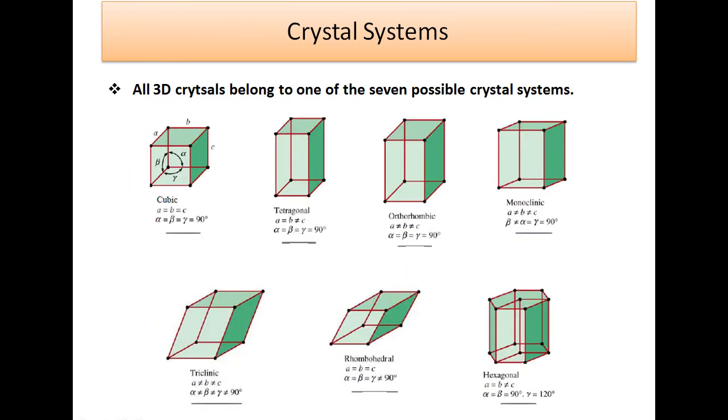This is shown in the figure, how these are different in shape. Their external geometries are different on the basis of the various edge lengths and the angles between the cell edges. So all 3D crystals will belong to one of the 7 possible crystal systems. Any 3D crystal will belong to one of the 7 possible crystal systems shown here.